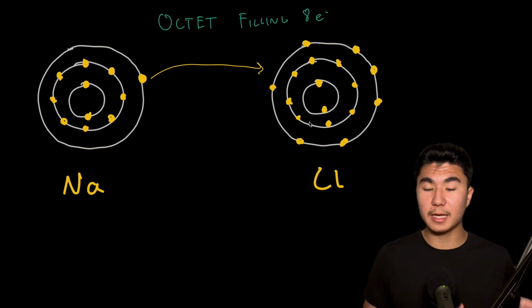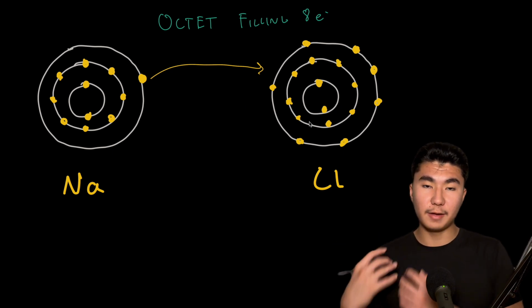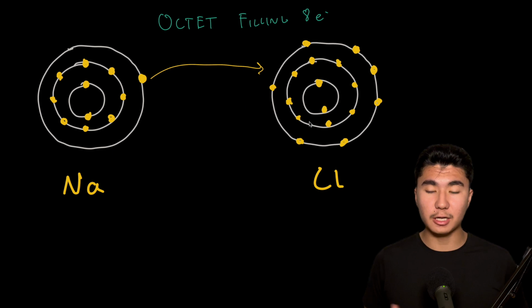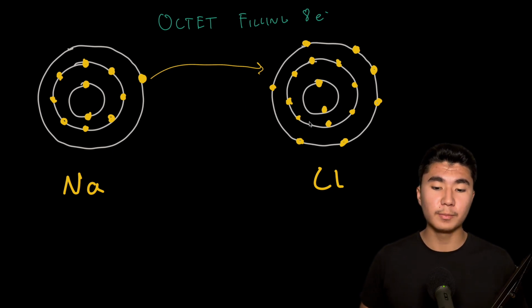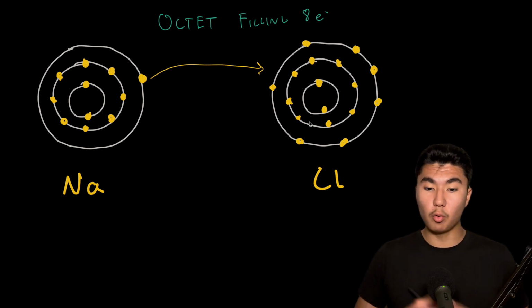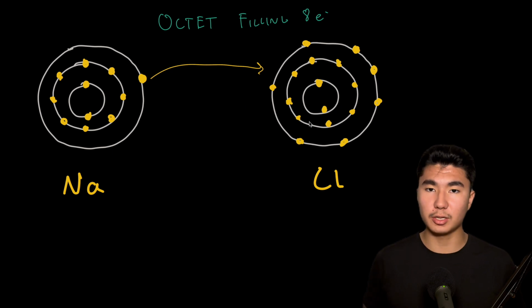So this is what we see with cations and anions. Anions want to fill in that outermost valence shell and fulfill that octet rule, while cations are more than willing to give away their electrons so that the octet rule can be fulfilled.